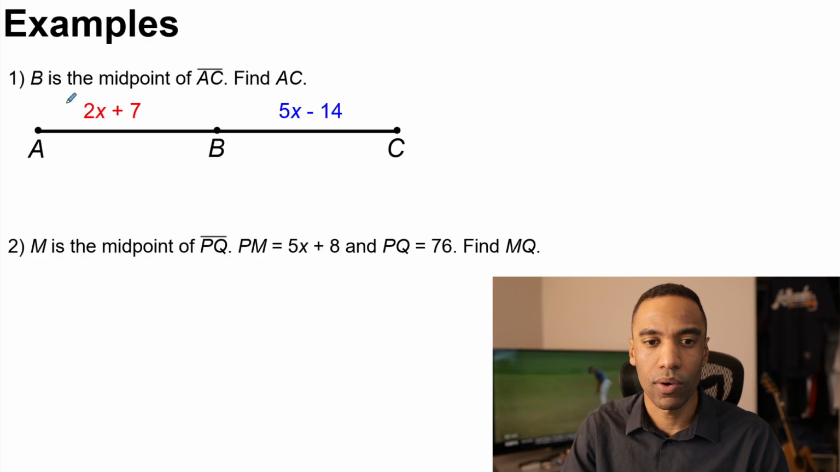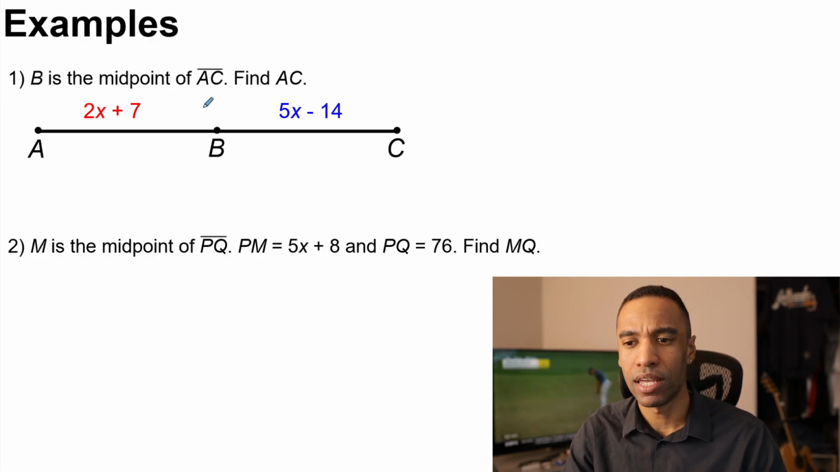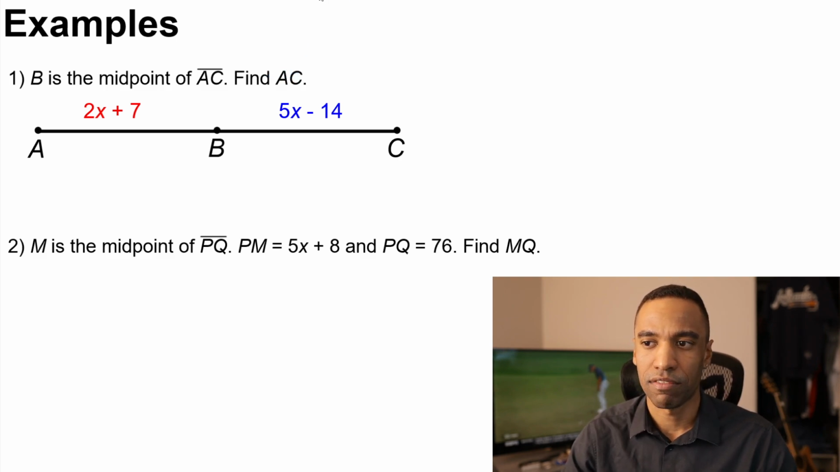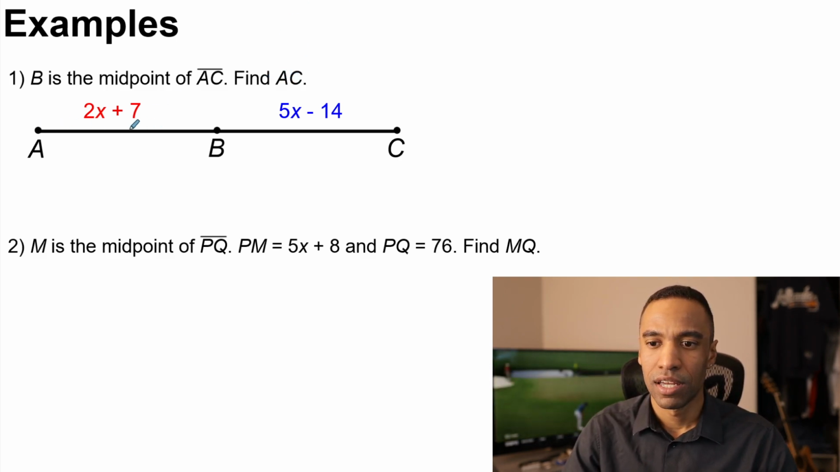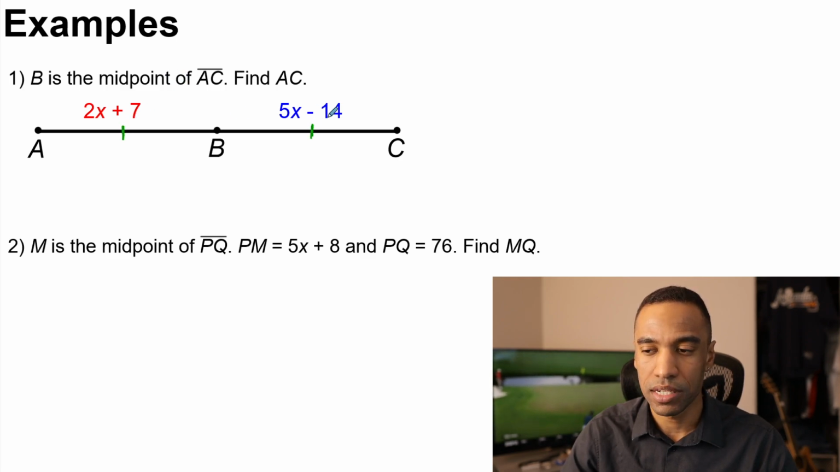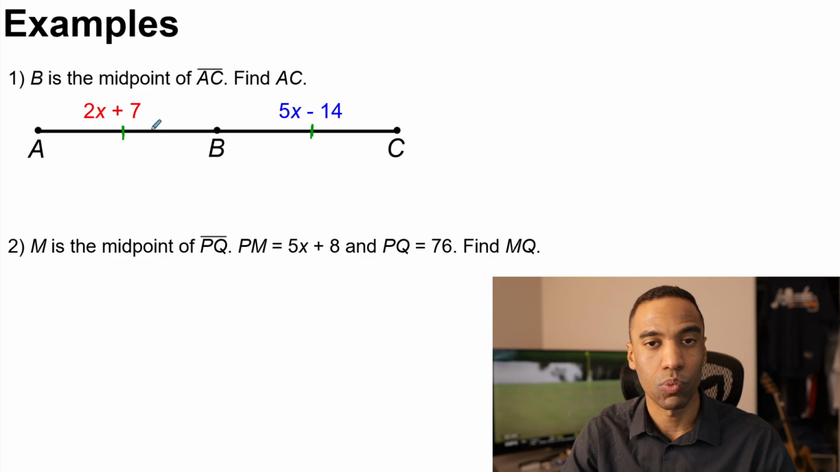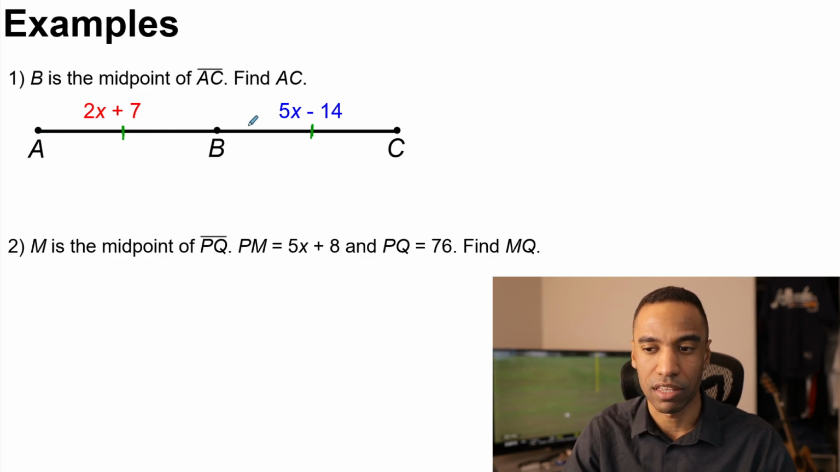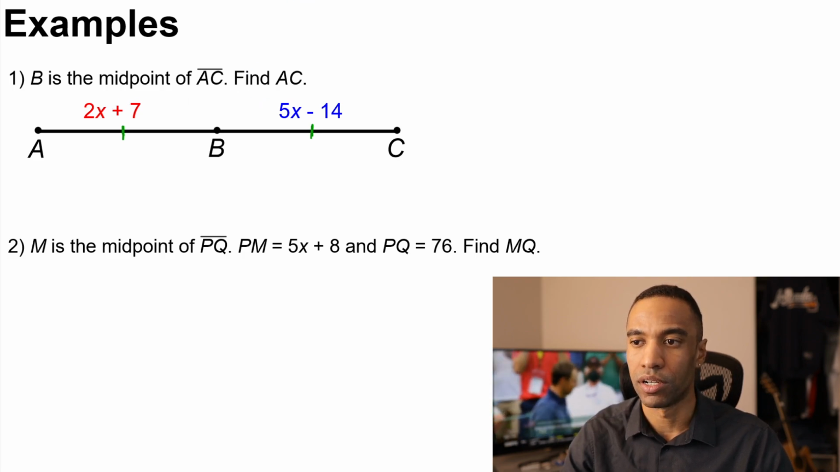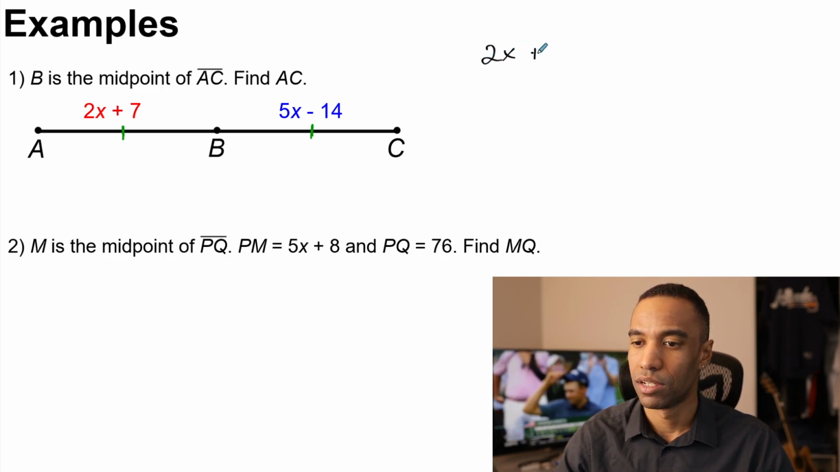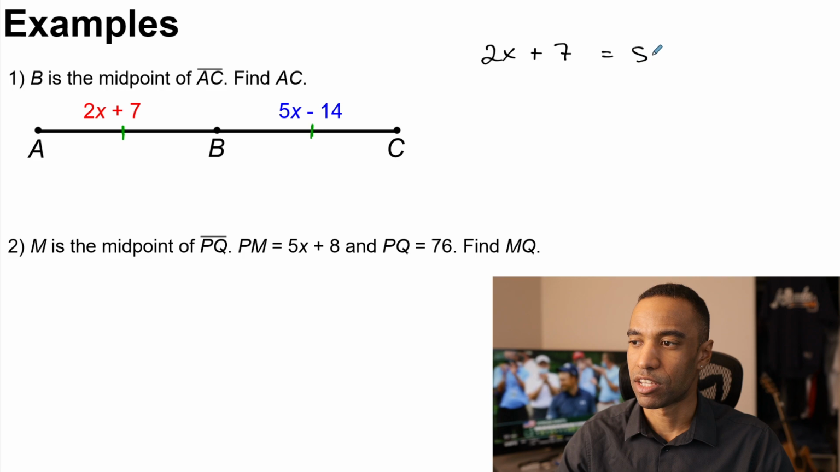Okay. So let's go ahead and take a look at some examples of midpoint. If B was the midpoint of segment AC, let's find the length of AC. It's given that it's a midpoint. That means these two parts are congruent, which means that these two lengths will be equal in measure. The length of AB equals the length of BC. That means I can set these two things equal to each other. 2x plus 7 equals 5x minus 14.